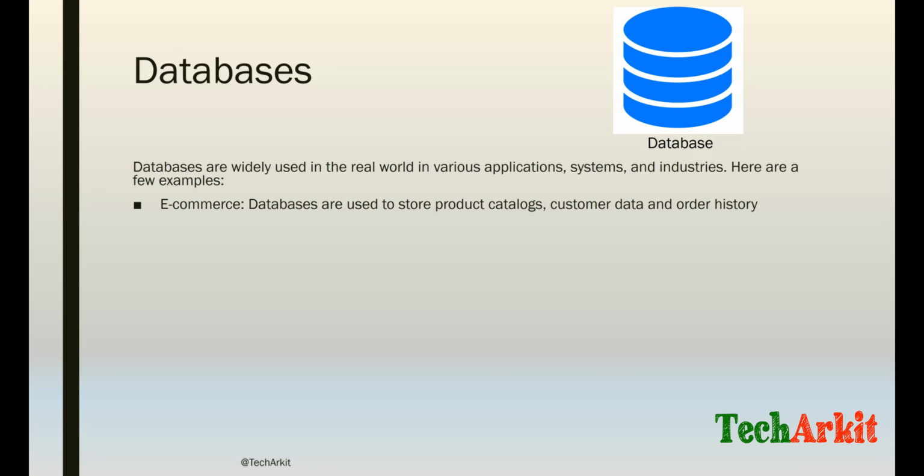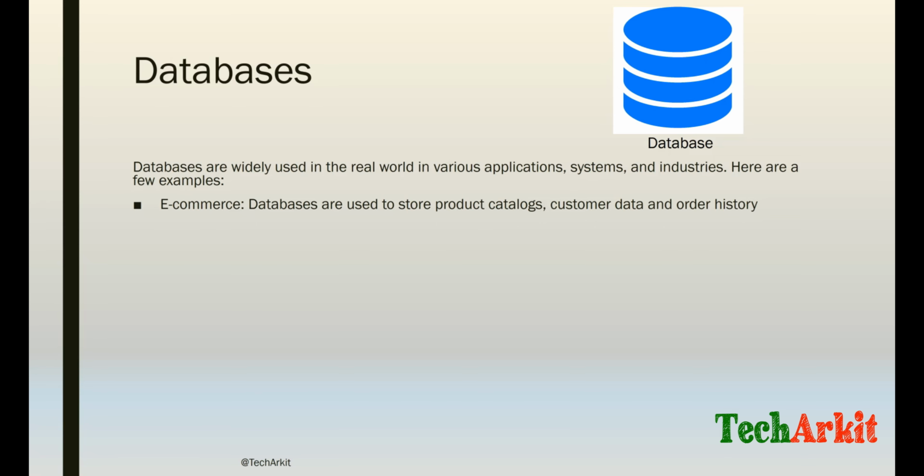Here are a few examples. An example is an e-commerce site, right? The Amazon website, amazon.com or amazon.in. Websites are used to store product catalogs, customer data, and order history. Say that you would like to look for some product information, some shirt, shoes or anything, so they have the product catalogs to look at your product.